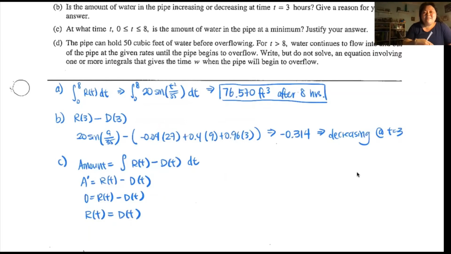Now, because we have an endpoint in this problem, we have a beginning time and an end time. We have t equals 0 and t equals 8. So those are endpoints. So whenever you have a closed interval and you're looking for a maximum or minimum, you must check the extrema that you solve for here against those endpoints. So you have to look at when t equals 0, when t equals 8, what is your amount at those times? Because those are your endpoints.